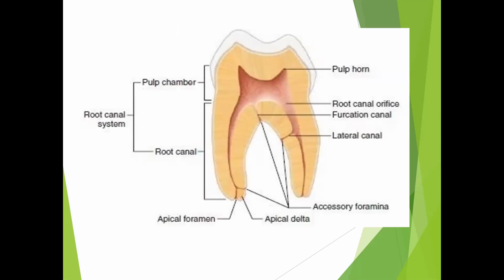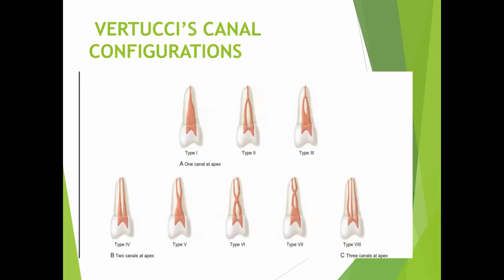You have other things like the pulp horn, the orifices, and sometimes a furcation canal or a lateral canal or accessory foramen. Now, the canal configuration varies. Vertucci's canal configuration is the most widely accepted and used one. It is basically divided into three categories depending on how many canals are there at the apex. In category A, you have only one. In category B, you have two. In category C, you have three.